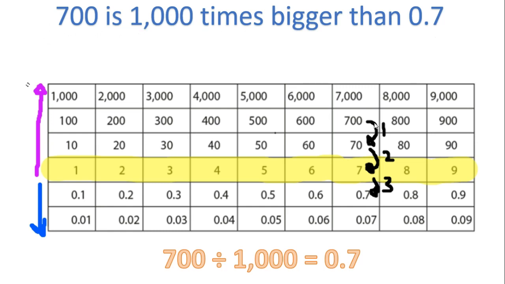So if you look at the chart, I'm just jumping. So I'm going right, 700, 1 place, 2 places, 3 places. So that looks like 700 divided by 1,000 equals 0.7. Notice how when I move down the chart, I'm dividing. Okay, the answer is smaller. But when I move up the chart, I'm multiplying.